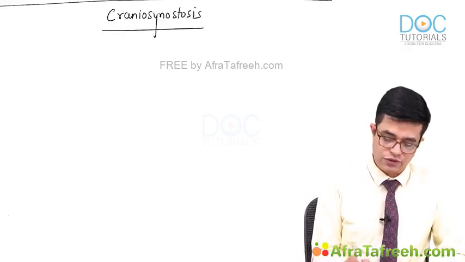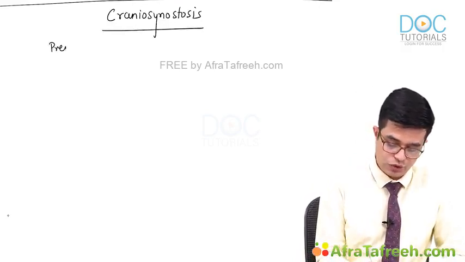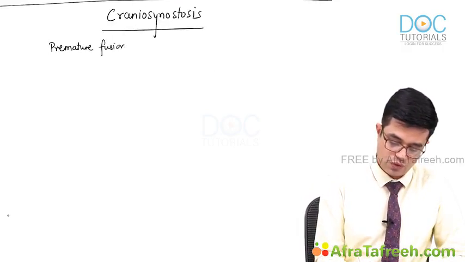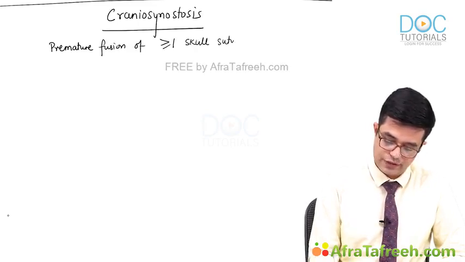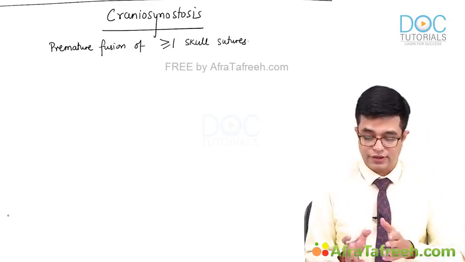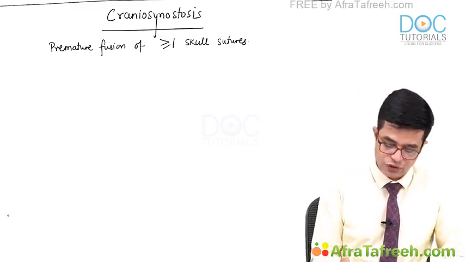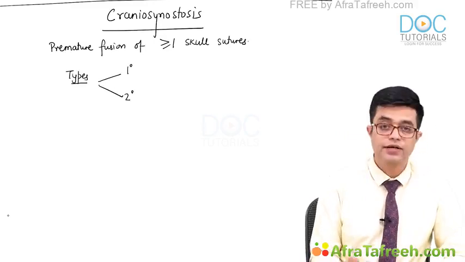Craniosynostosis refers to a group of conditions where there is premature fusion of one or more skull sutures. So when skull sutures close prematurely before their time, the condition is called craniosynostosis. It is of 2 types. We have the primary form and we have the secondary form.